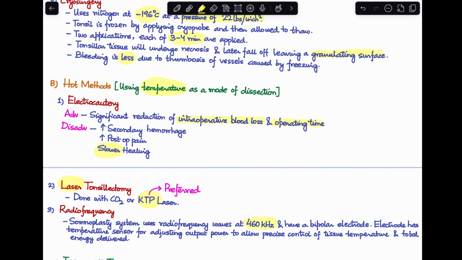This completes all the different techniques or methods of tonsillectomy that we need to know about, and we classify them into cold methods and hot methods.